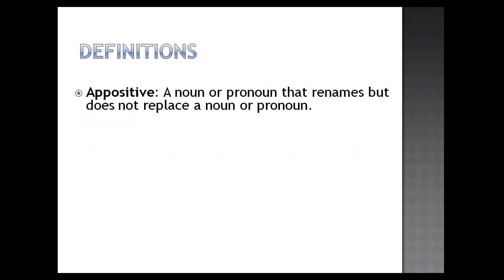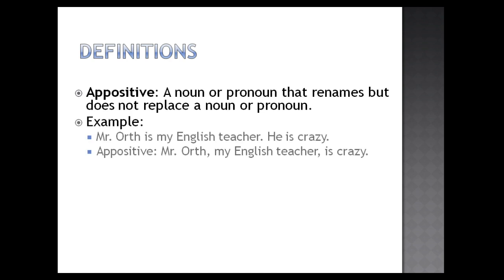Here's an example. If we have two simple sentences, Mr. Orth is my English teacher and he is crazy. Rather than simply having the "and" in there, one way to create this as an appositive and make it one sentence with only one verb is to say Mr. Orth, comma, my English teacher, comma, is crazy.